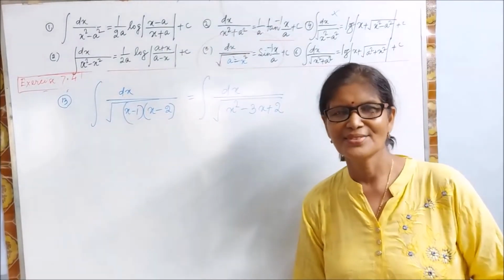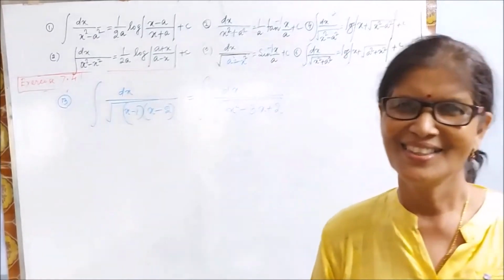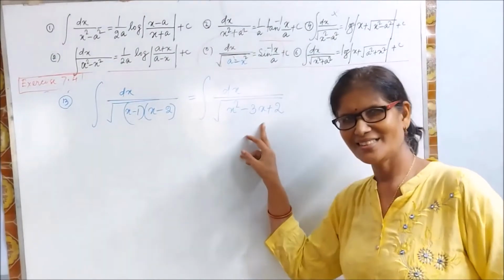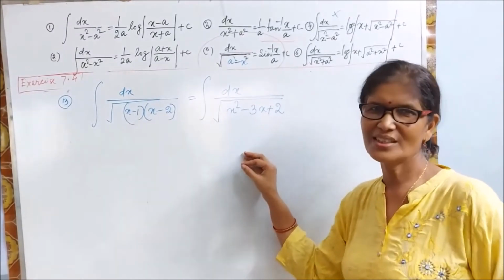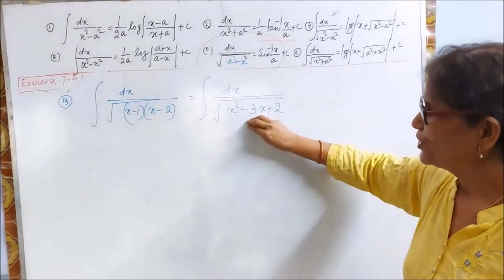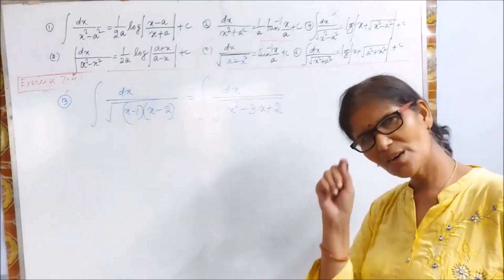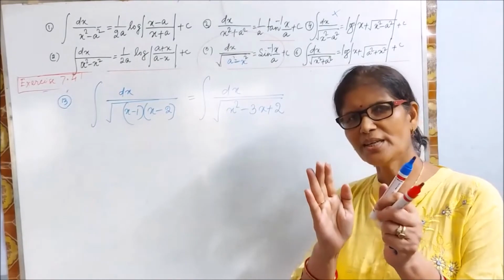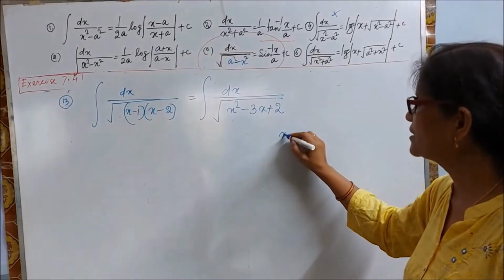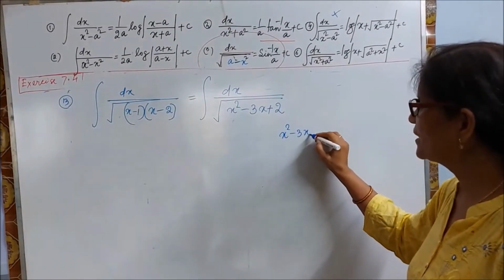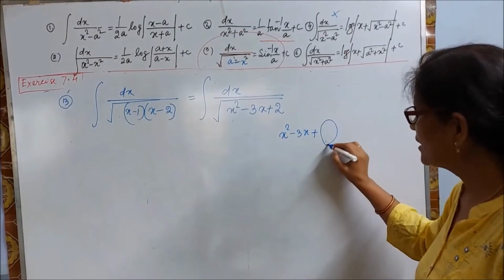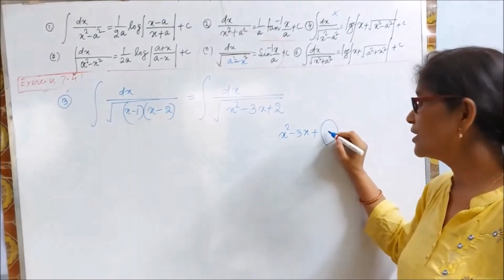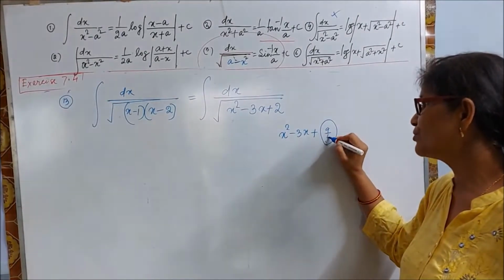Okay, how to make this special? What should be added here to make it a whole square? It is difficult. You have to think it up. If it were 7x, it would be different. You have to think about what should be added to x square minus 3x to make a whole square. It should be minus 3 by 2 whole square, that is, 9 by 4.